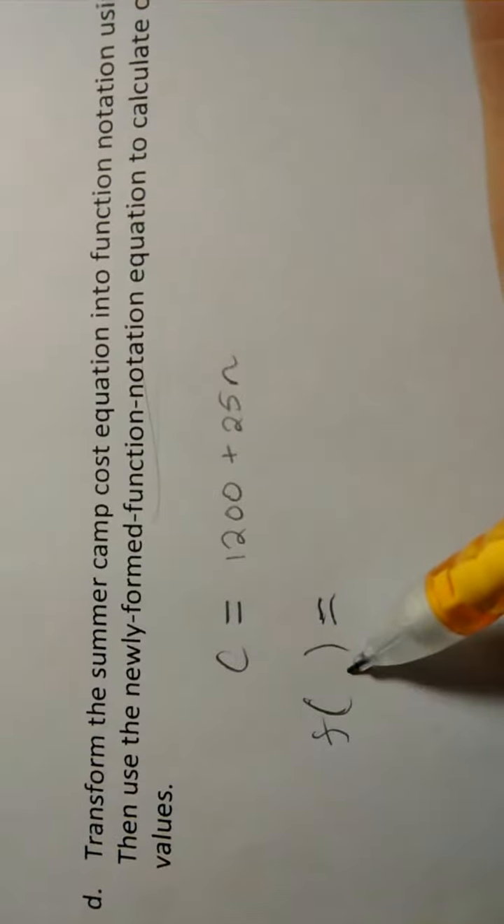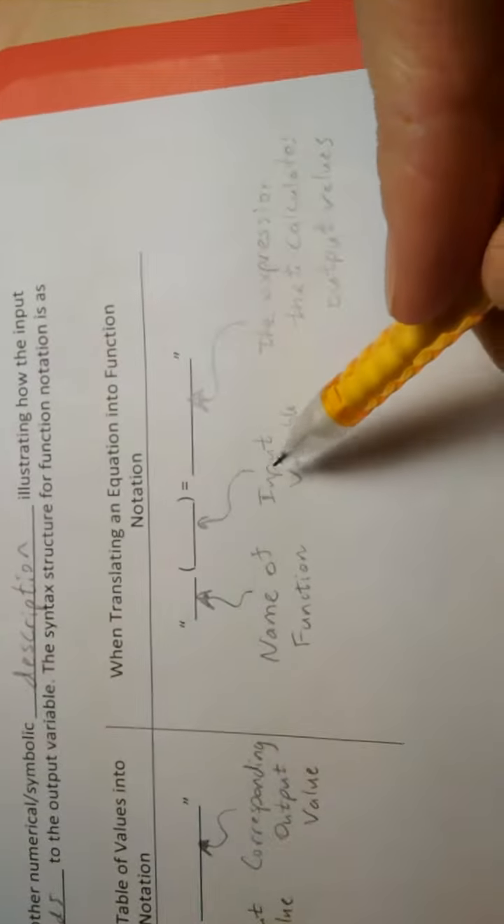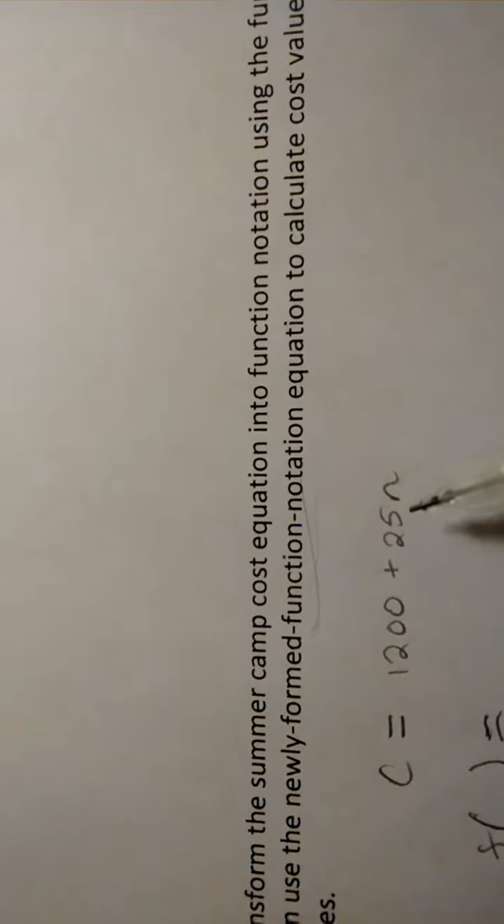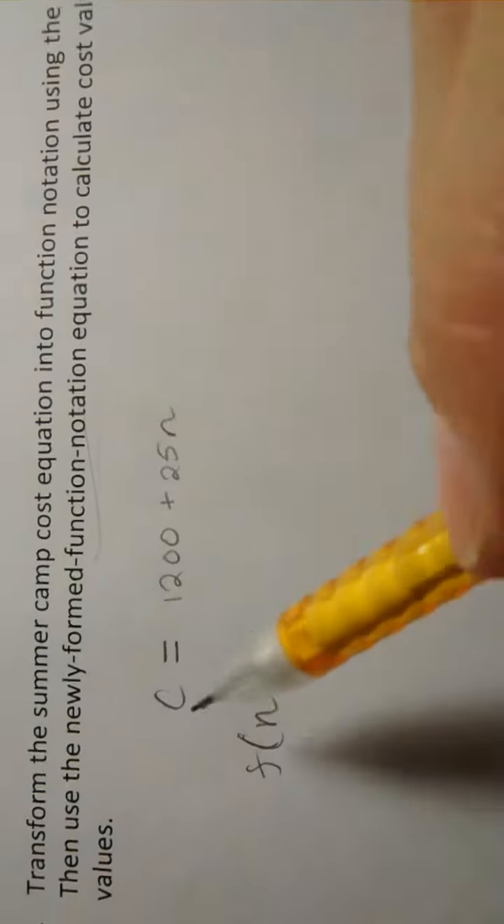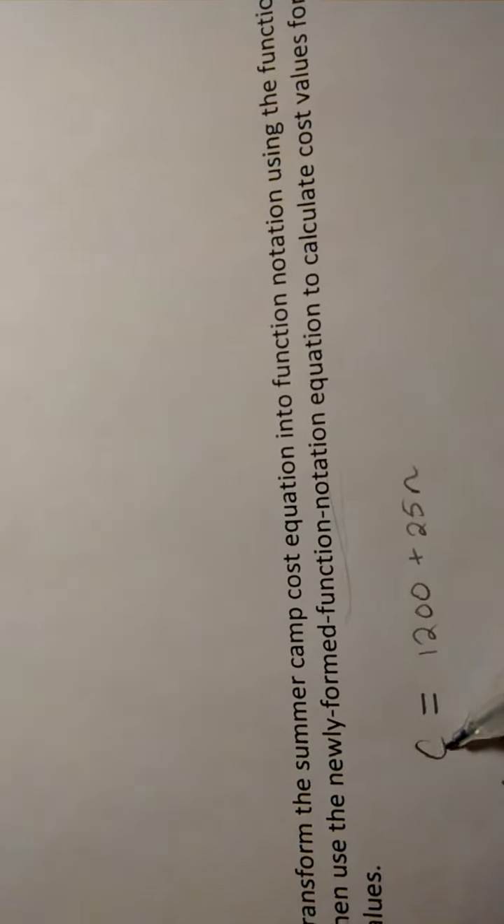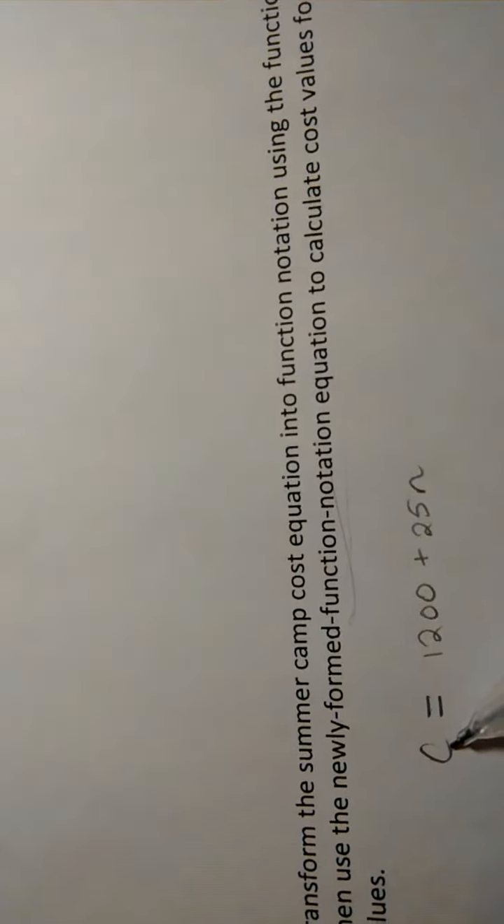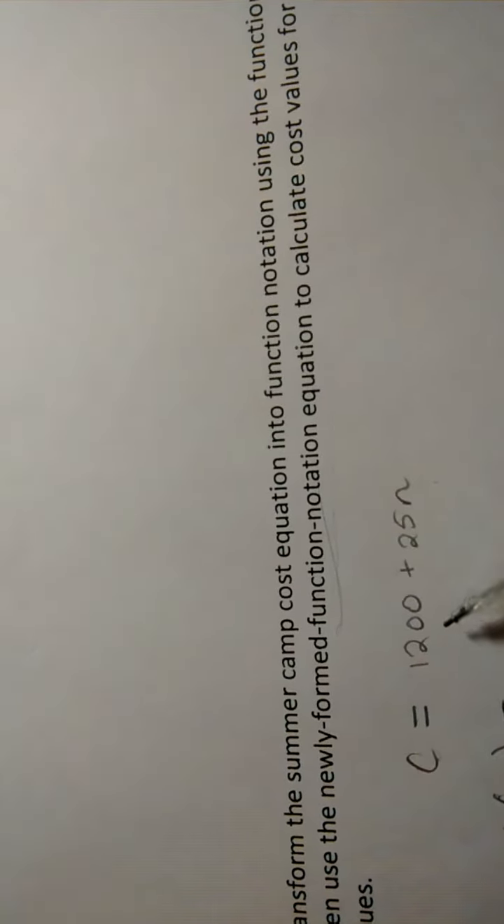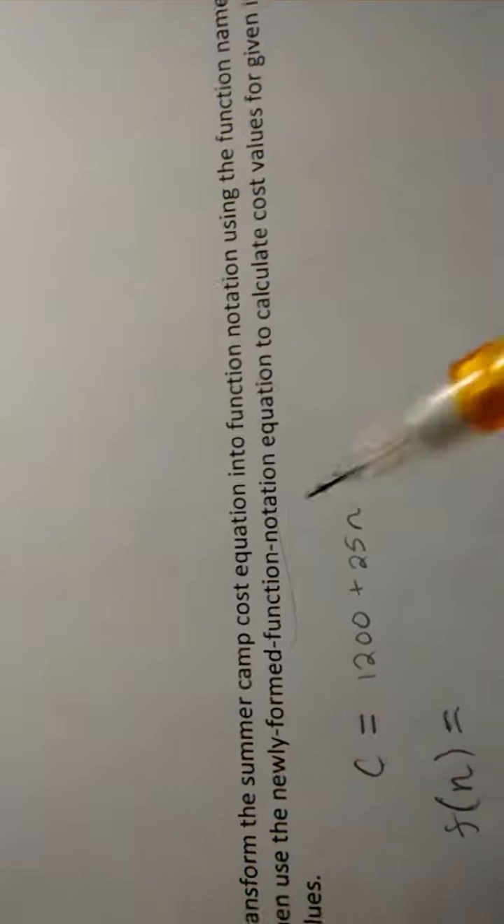What goes in here is the input variable. So in this equation, what is the input variable? Is it C or is it n? Hopefully you're thinking it's n. So n goes in there, and on the right side goes the expression that calculates output values. Well, in our original equation, what expression calculates C values? Hopefully you're thinking, well, that does. For a given value of n, that's what will calculate it, and that expression is what goes here.